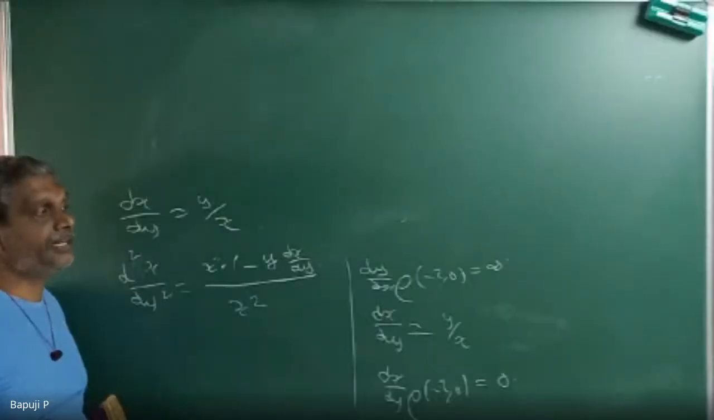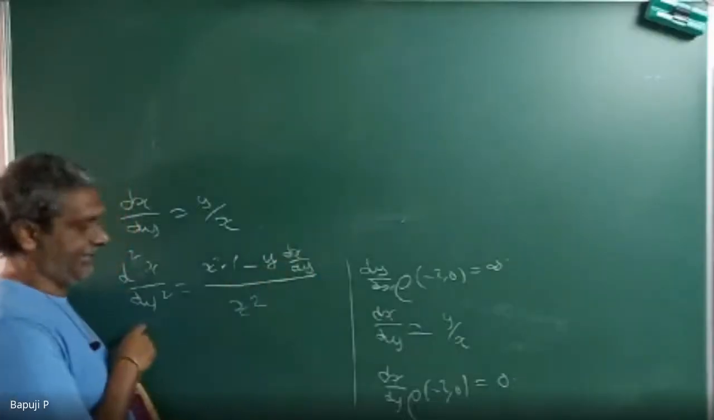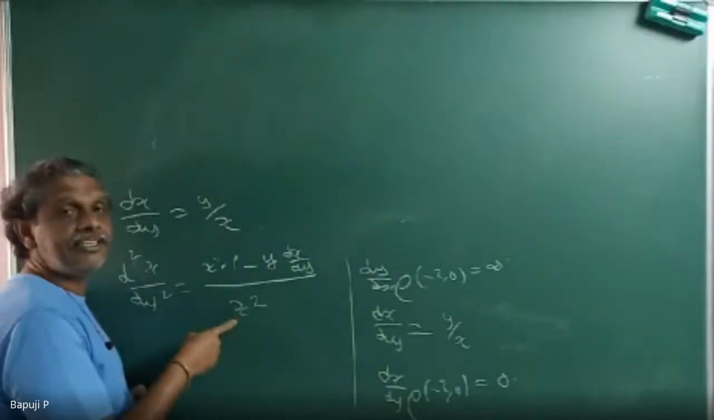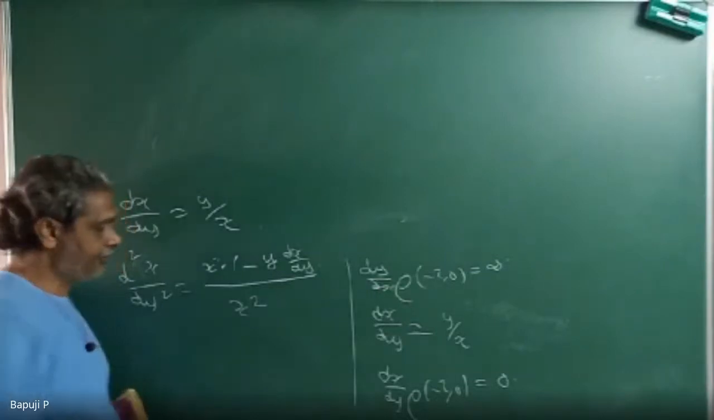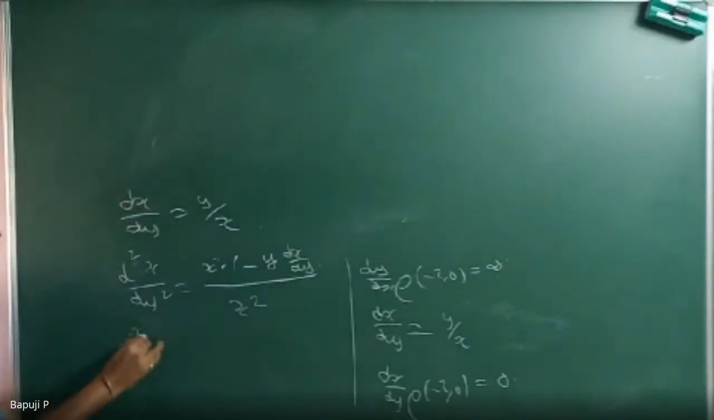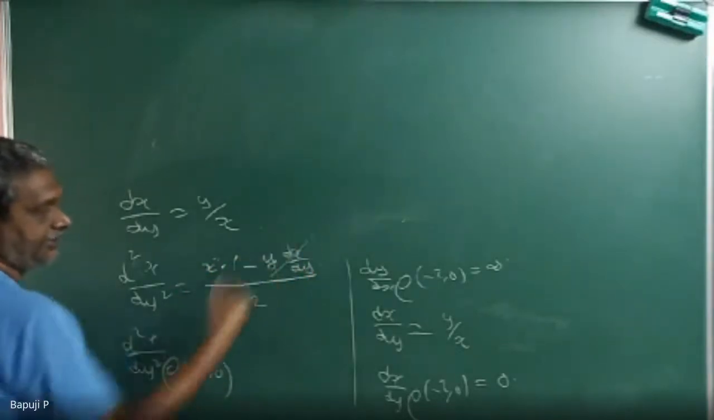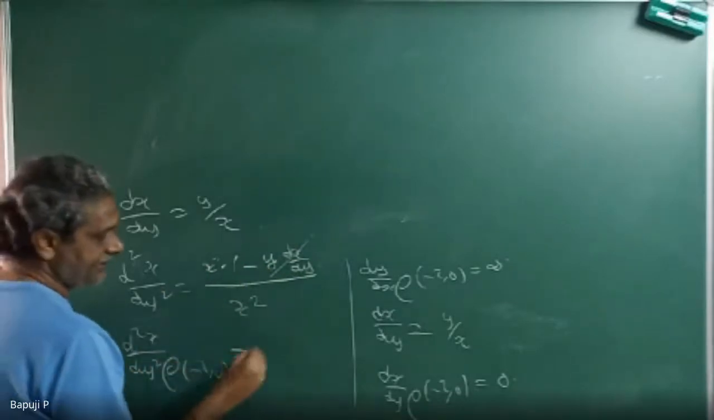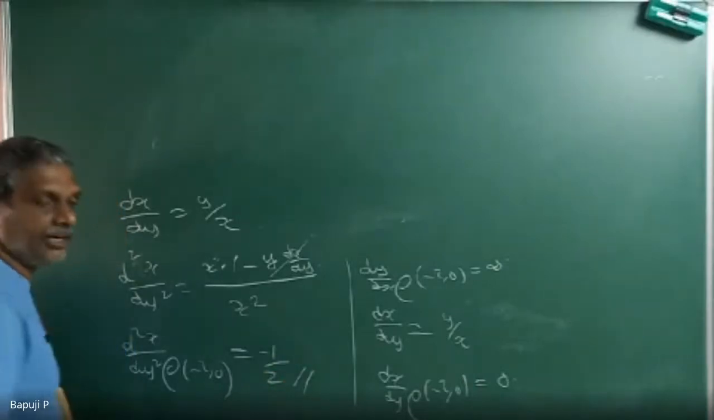Dx by dy at minus 2 comma 0 is what? 0. So this term is 0. At that point if I substitute, x by x square is 1 by x. Think logically. So d square x by dy square at minus 2 comma 0 is what? This term is totally waste, with a pencil you can strike it. What remains is x by x square, 1 by x. 1 by x means minus 1 by 2. Am I correct?